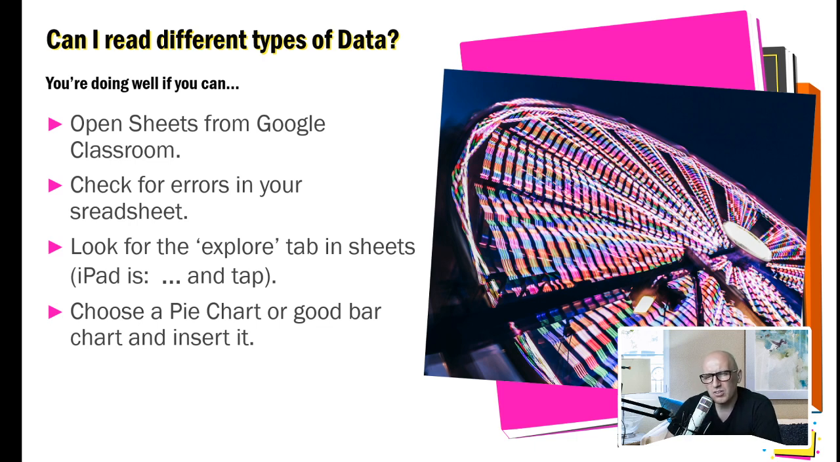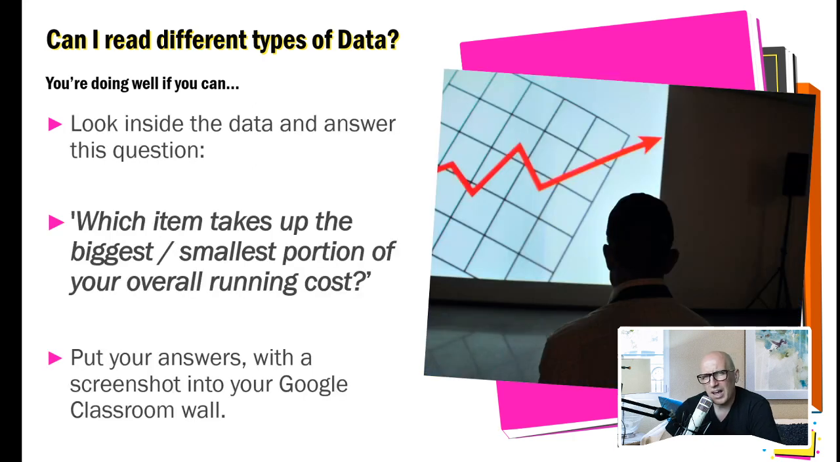We're going to choose a pie chart and we're going to insert it, or a good bar chart. You're going to have to answer a question in Google Classroom, and you will get extra kudos and extra praise if you can put in a screenshot of your new types of data. You need to answer this question as well: which item takes up the biggest, smallest portion of your overall running cost?